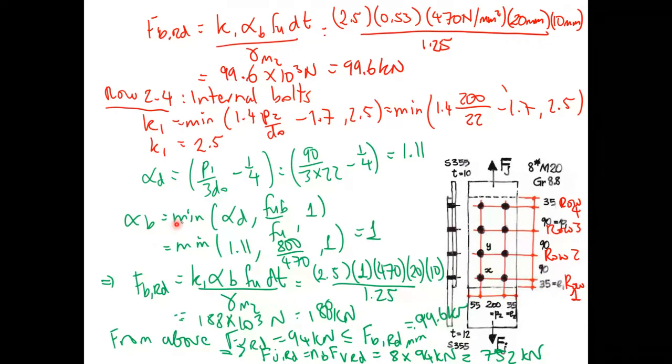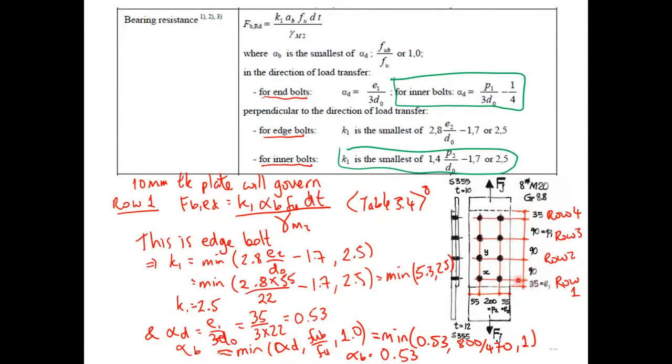Alpha B then is the minimum of alpha D, FUB, which is the bolt ultimate strength, FU, which is plate ultimate strength, and 1. So we put those in, and we get 1.11, which is bigger than 1, so we get 1. Therefore, alpha B now is equal to 1. So at the edge for row 1 here, we said it was edge bearing that was driving, because alpha B is being dictated by the edge bearing, which is alpha D.